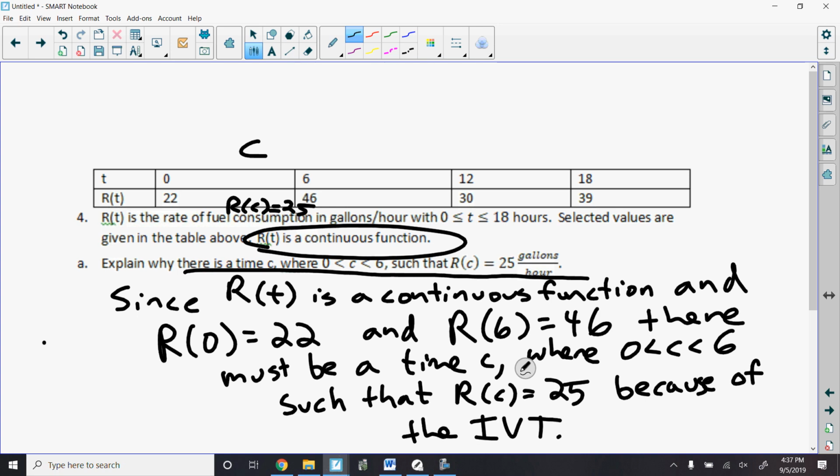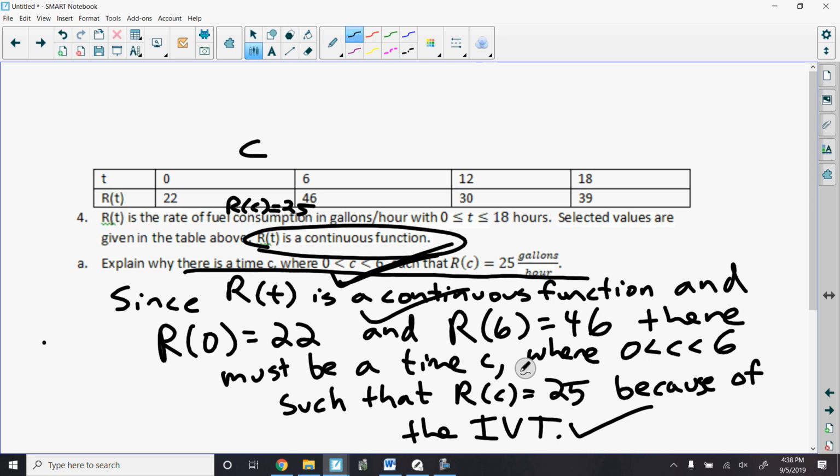Okay. So again, when I'm grading this, here's what I'm going to be looking for. Number one, does your sentence make sense? Number two, did you mention that R of t is continuous? I did. Check. Did I state the surrounding values? I did. Check. Did I mention the IVT? I did. Check. I'm going to be looking really hard for those three things. If one of those three things is missing or more, it's not going to get credit.